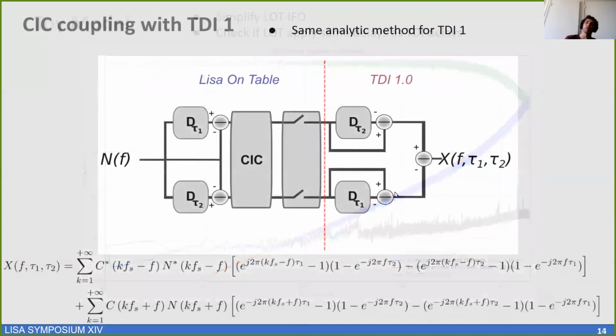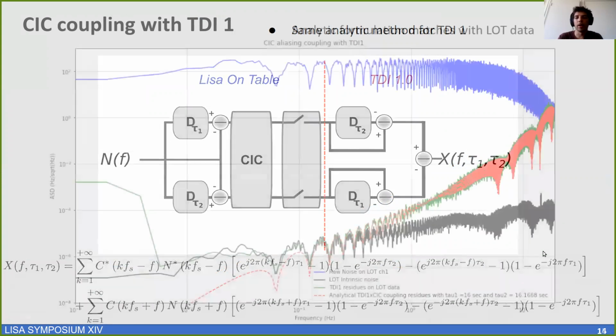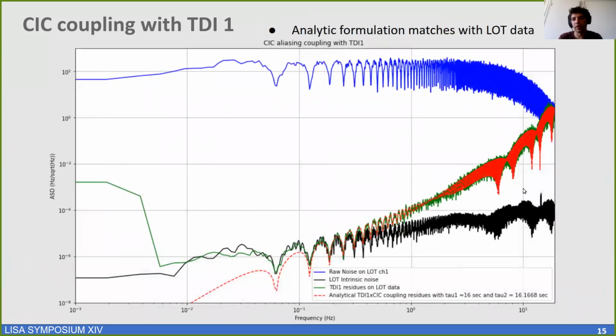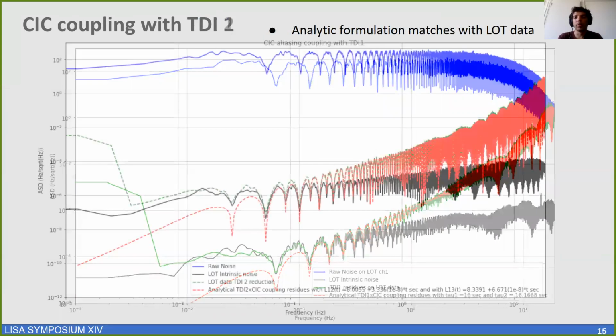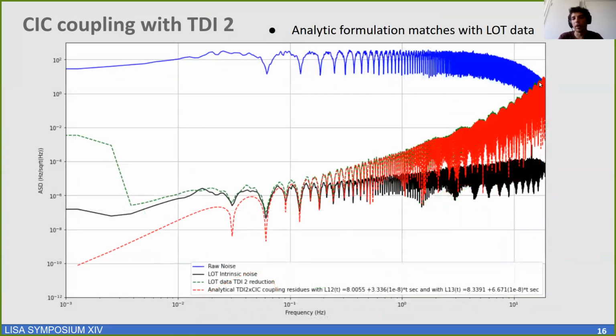We did the same computation for TDI1 applied on LISA on table data. So we get this big formula here. If I plot this formula, we have a really good match. The red one here is the analytical formula, which matches really well with the green experimental residue of TDI. We did the same for TDI2. And so we can explain this weird curve with CIC aliasing.